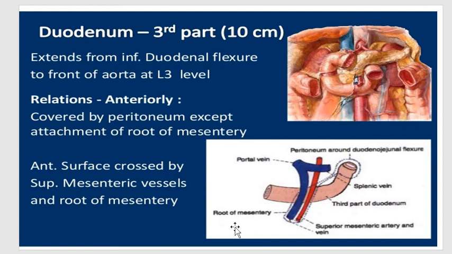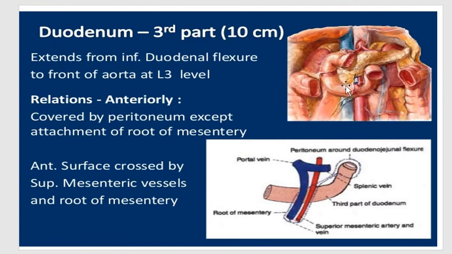Now come to the third part of the duodenum. This is the third part of the duodenum, which is the longest part, around 10 centimeter long. It extends from the inferior duodenal flexure, running on the right side at the lower border of the third lumbar vertebra. So basically it begins at the inferior duodenal flexure on the right side, at the level of the lower border of the L3 vertebra.